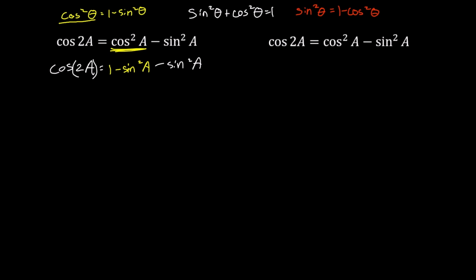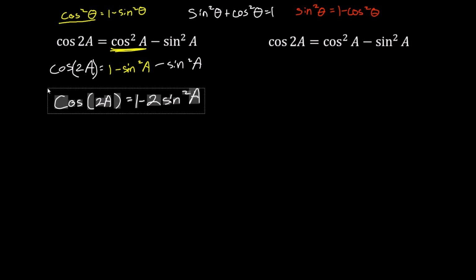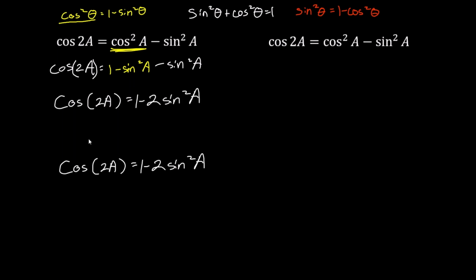Well, now we've just got to do a little bit of simplifying. 1 minus sine squared A minus sine squared A, well, that's 2 negative sine squared A's. So cosine of 2A, or double angle, is 1 minus 2 sine squared A. This is our second double angle formula for cosine.